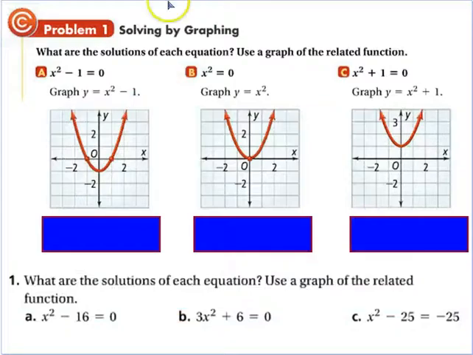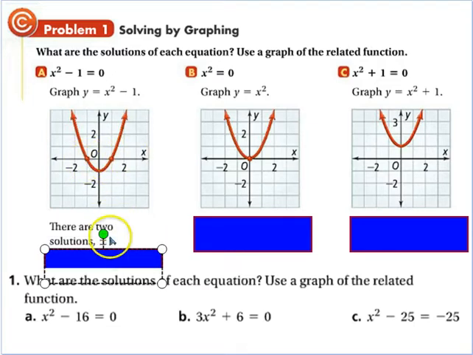Okay, so let's look at a few problems. Here is the graph of x squared minus 1 equals 0. You will notice that it crosses the x-axis at these 2 points, so the solution is that there are 2, and it's positive 1 and negative 1.